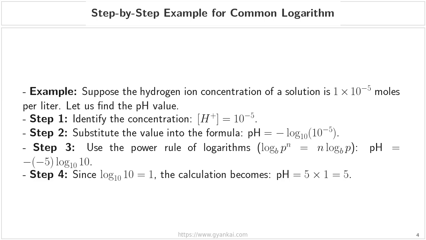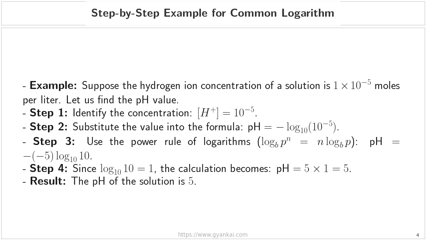For step 4, we recall a fundamental property of logarithms. Since the base and the argument are the same, log base 10 of 10 is equal to 1. Therefore, our calculation becomes negative 5 times 1, which equals negative 5, and the pH is the negative of that, 5. As a result, the pH of the solution is 5. This example demonstrates how the common logarithm allows us to express very small concentrations as simple, manageable numbers. Now that we have mastered the common logarithm, let us move forward to explore the natural logarithm.